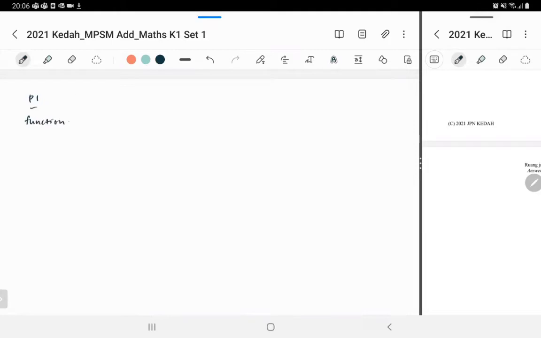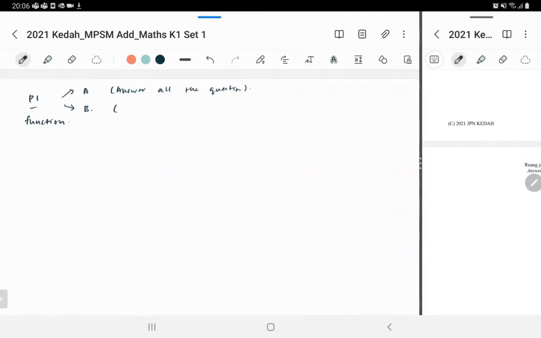If you still remember, in paper one we have Bahagian A and Bahagian B, part A and part B. Part A is the compulsory questions where you need to answer all the questions. Part B is the longer questions, 8 marks questions. Part A is the shortest questions. For part B, you can choose also, right?